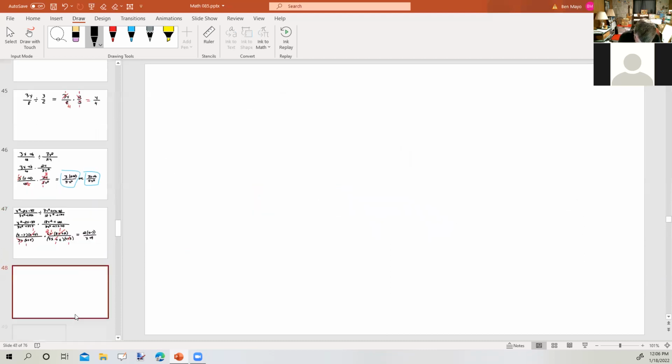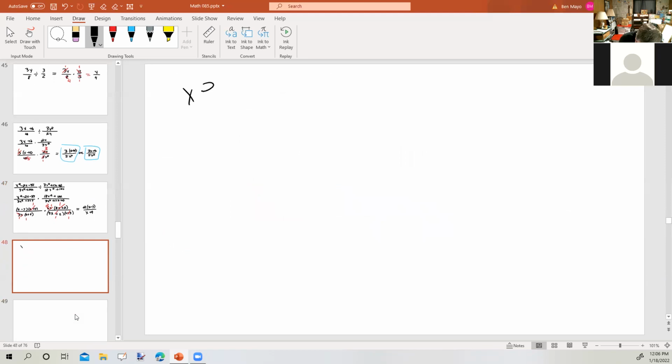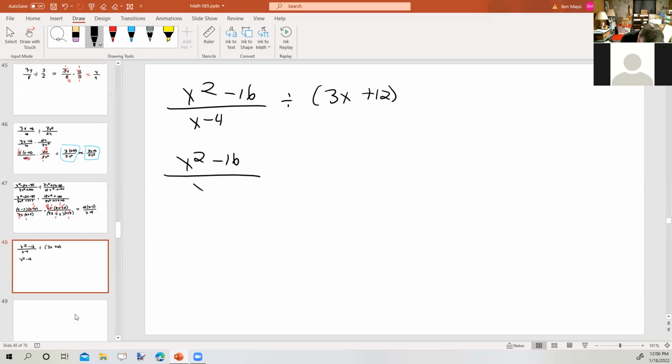Okay, here's another example. x squared minus 16 over x minus 4 divided by the quantity 3x plus 12. That's the same thing as x squared minus 16 over x minus 4 times 1 over the quantity 3x plus 12, because this is like that over 1, right? So its reciprocal would be 1 over 3x plus 12.